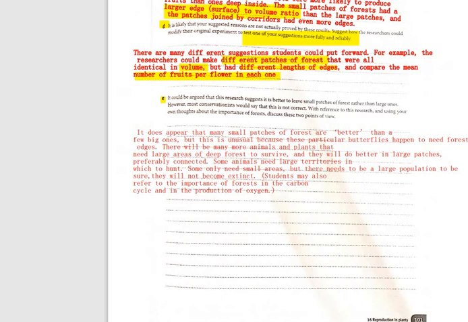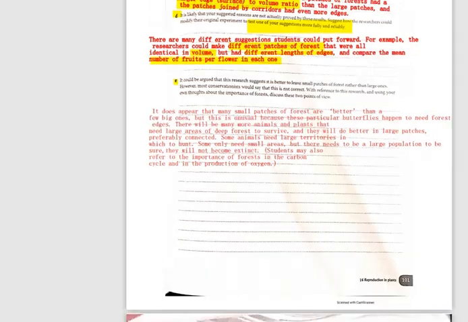Since you may not have learned that yet, I'll just explain it. It does appear that many small patches of forest are better than a few big ones, but this is unusual because these particular butterflies happen to need forest edges. There will be many more animals and plants that need large areas of deep forest to survive, and they will do better in large patches, preferably connected. Some animals need large territories in order to hunt. Some only need small areas, but there needs to be a large population so that they do not become extinct.